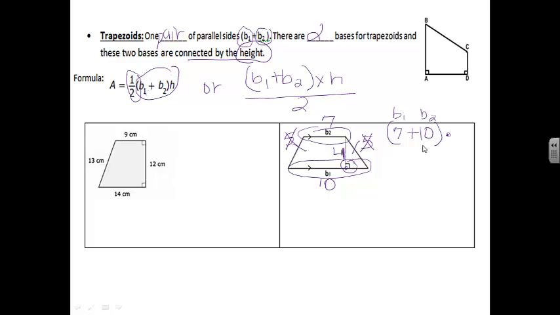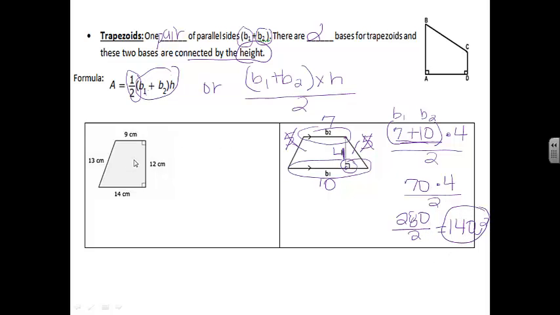Now we found our height because it made the vertex of the right angle here and here. So times 4. Divide everything by 2. Now, let's go ahead and break it down. So order of operations tells me I have to do parentheses first. So 7 plus 10 is 17, times 4. Then in the end, you divide everything by 2. So 17 times 4 would be 68. So 68 divided by 2 would give me 34 units squared. Okay, so area equals 34 units squared.